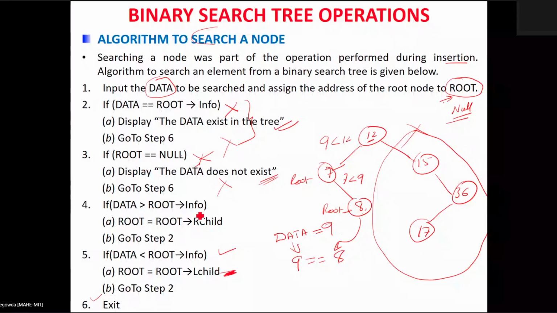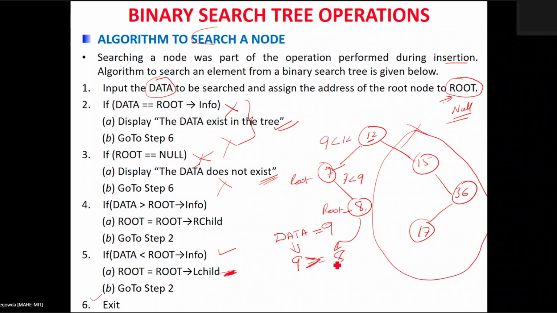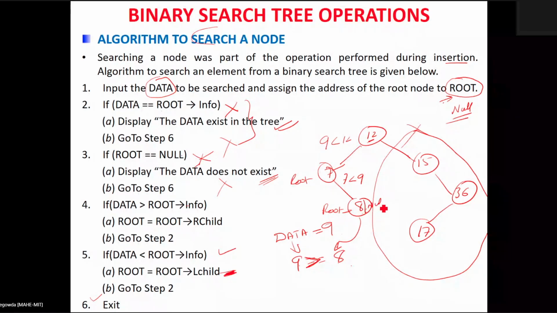So this will not be satisfied and you go to the next step. If data is greater than root points to info, that is, 9 is greater than 8, then you are going to modify the root value. There is no right subtree for the 8, so the right link of the 8 has a value null. So your root becomes null in this case. Now the root is equal to null.